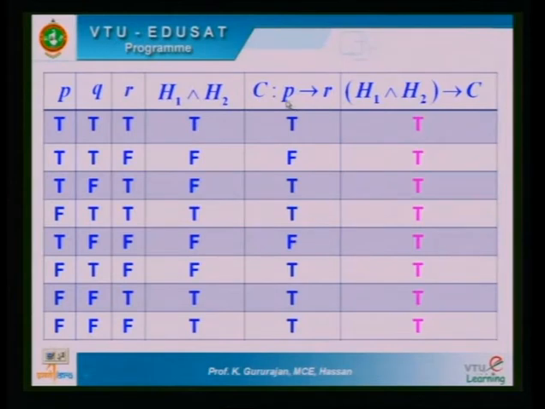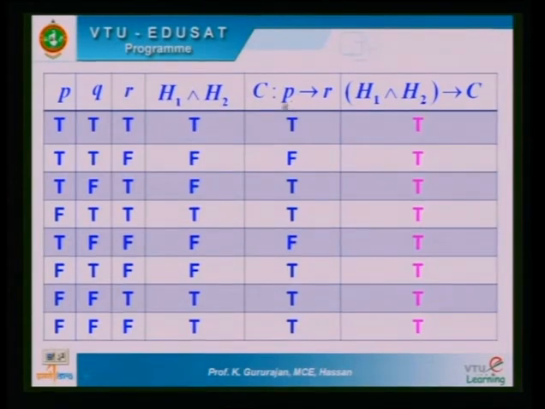I must have the truth values of C, that is P implying R. Following the same argument explained above, P implying R will be false in the second and fifth rows, where P is true, R is false. Otherwise, it is true. Now, for H1 and H2 implying C, if you construct the truth table, you see T T T, F F T, F T T, T T T, F F T.